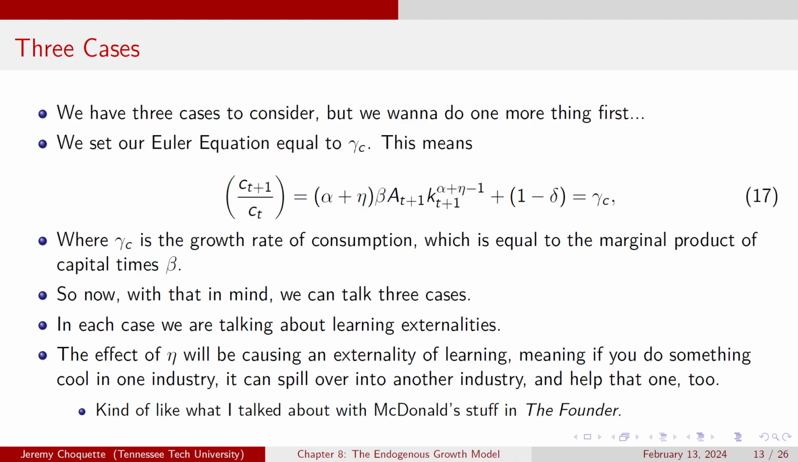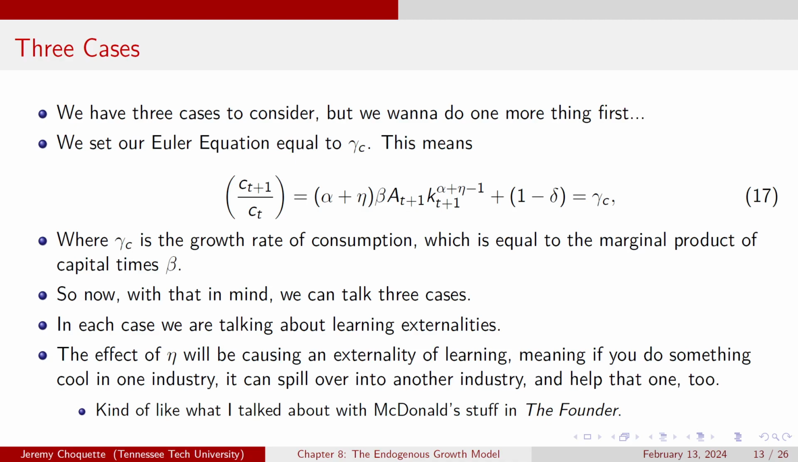So gamma is going to be the growth rate of consumption, because if you've got C_{t+1} over C_t, think of that as the growth rate of consumption. If C_{t+1} is larger than C_t, then consumption is increasing. That's the growth rate of consumption. That's going to be equal to the marginal product of capital times beta. So with that in mind, we can talk about 3 different cases here. Each case is going to be talking about a learning externality.